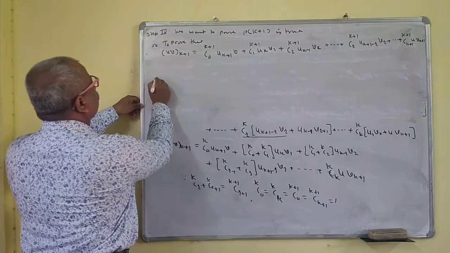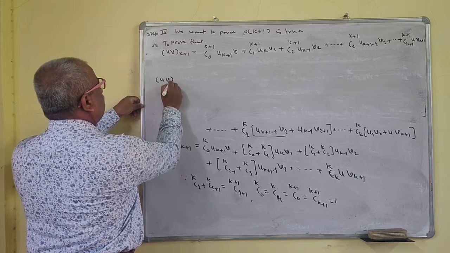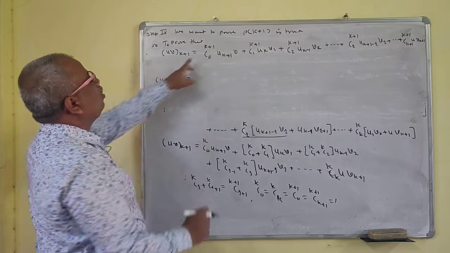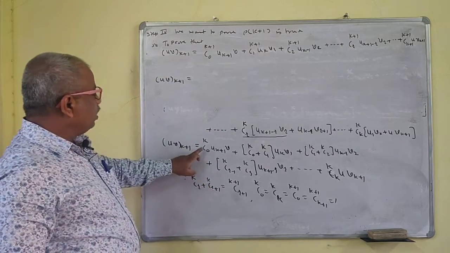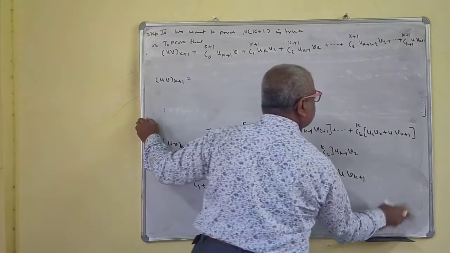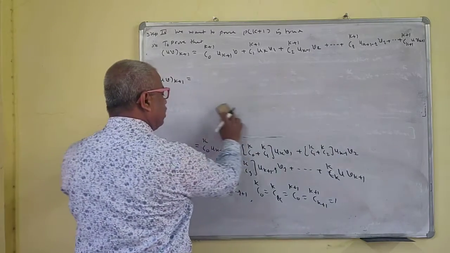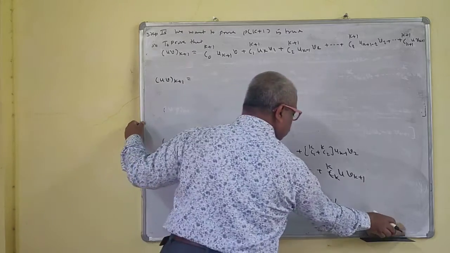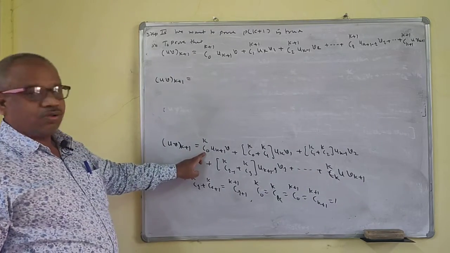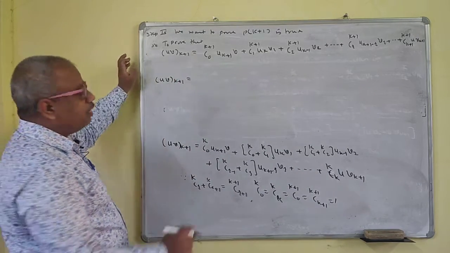So here, this is u v k plus 1. We want to prove this one now. Now see here, this is kc0. This also we don't need, we'll erase this one also. Okay, now see, this is kc0. This kc0 you want k plus 1 c0.